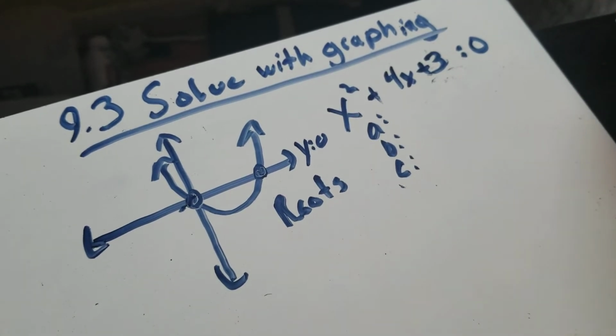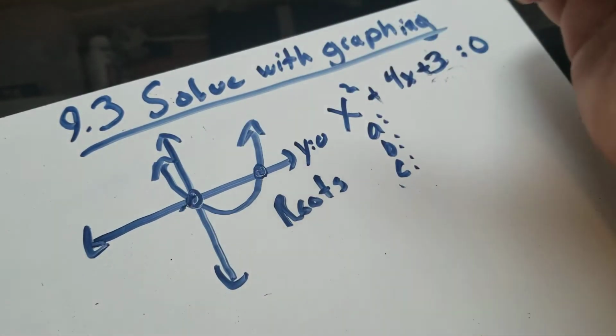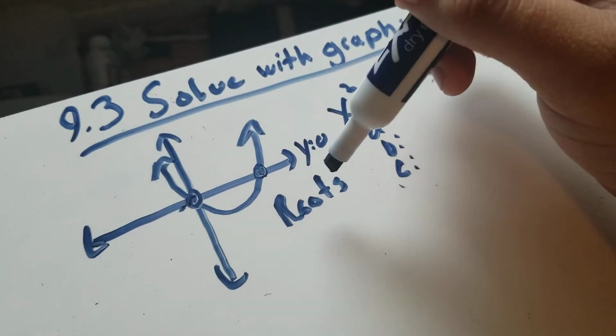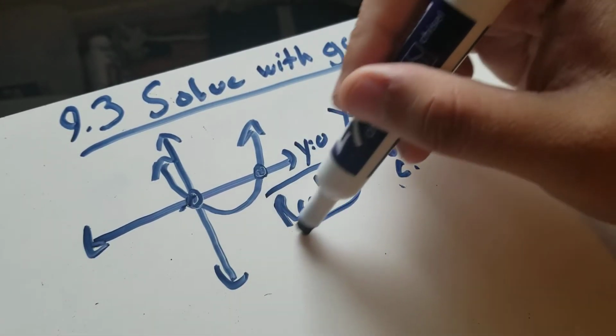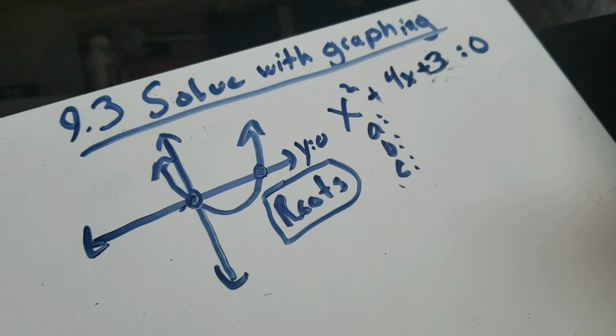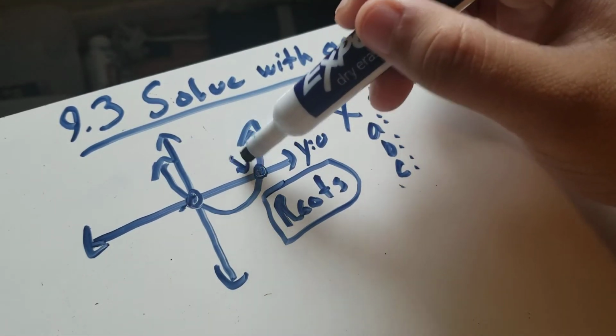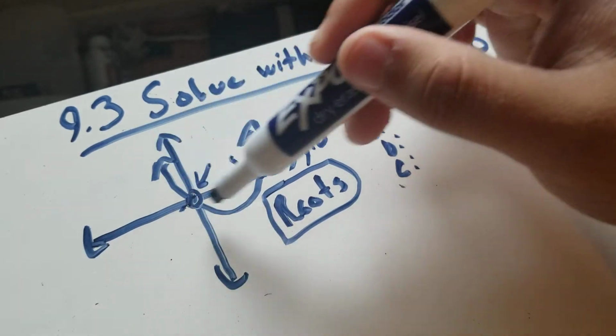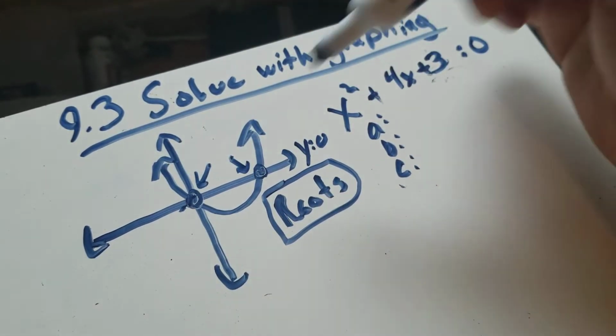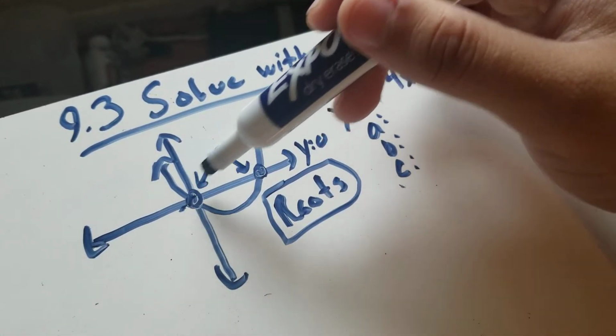Now, before we even do solving by graphing, let's think about what solving by graphing is. Well, solving with graphing is simply where it hits the x-axis. So when we ask, usually it says, please find the roots of this equation. So the roots are where it hits the x-axis. In this particular picture that I drew, this particular parabola, it hits the x-axis there and there.